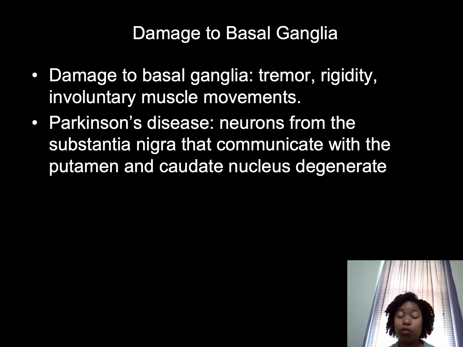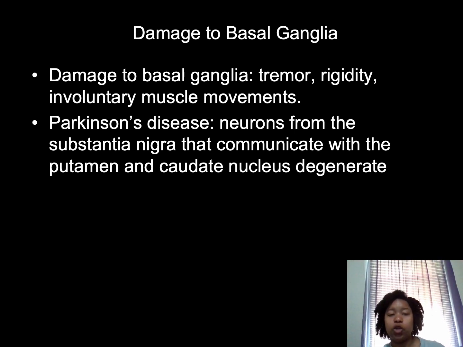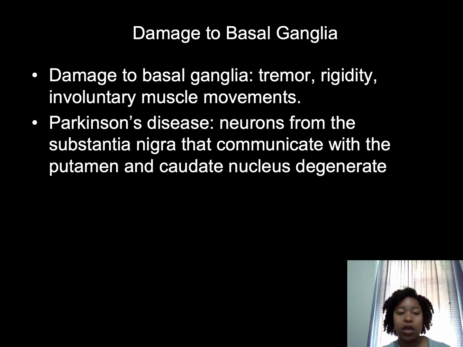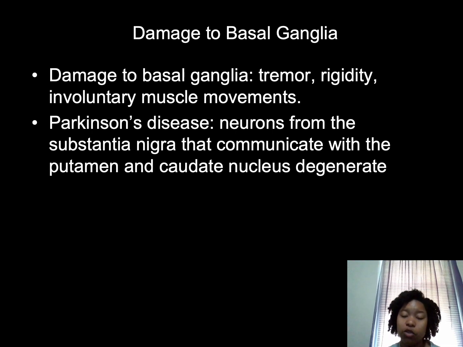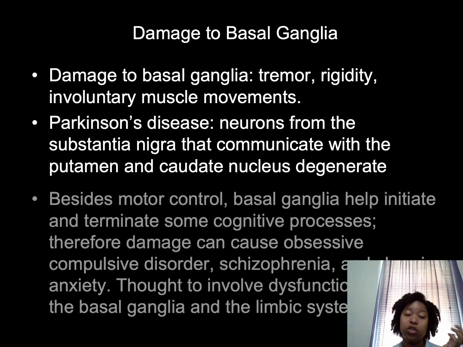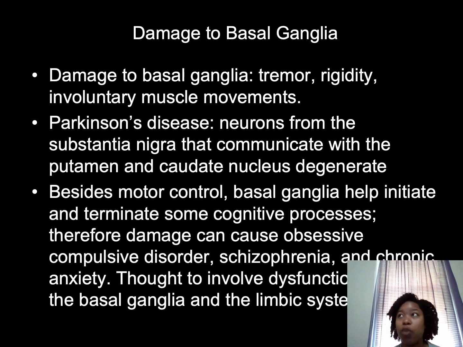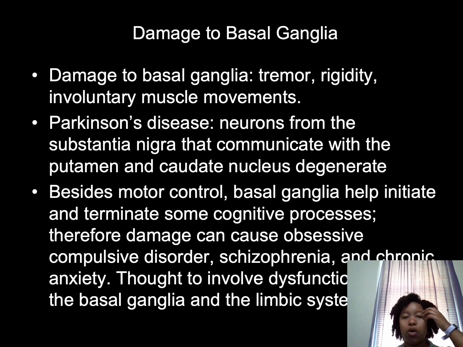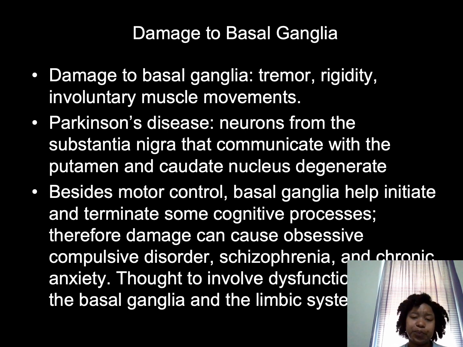So when you think of that, it's like Parkinson's disease, and that's when the neurons from the substantia nigra that communicate with the putamen and the caudate nucleus start to degenerate. So when you think of Parkinson's, it's a lot of uncontrolled muscle movements. You know, like people will sit here and they'll talk to you, but won't be able to stop moving the whole time. And so that degeneration of those nerves and those nuclei, it's not sending the impulses correctly for those movements. So that's why you're getting those jerky, uncontrollable actions.